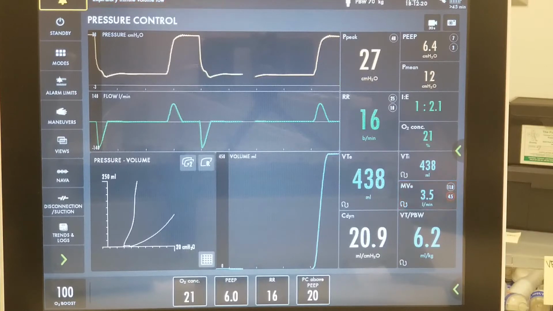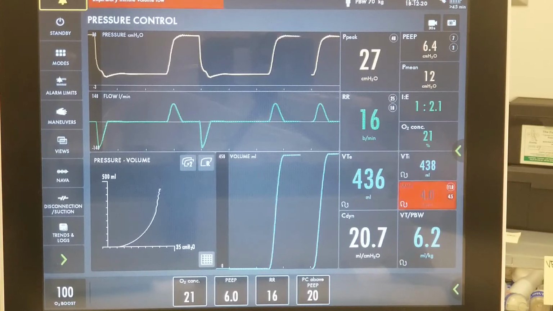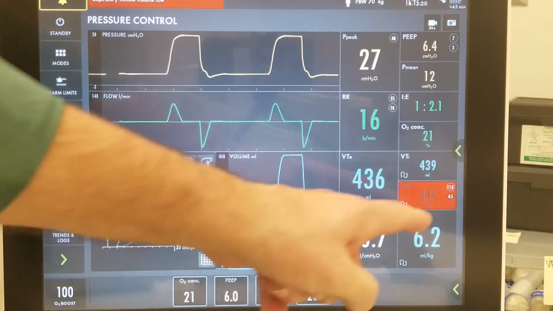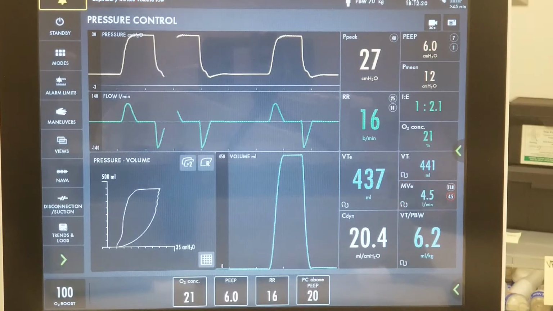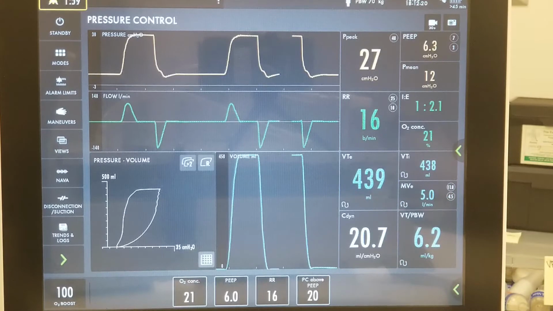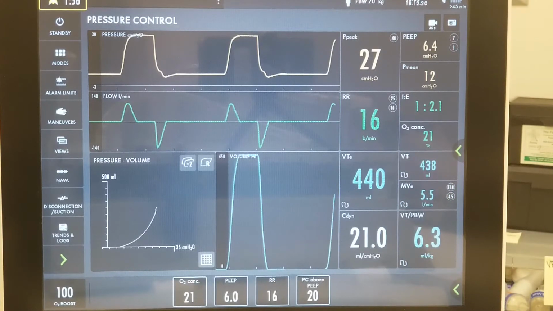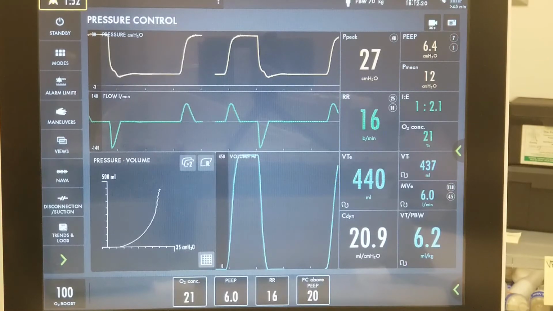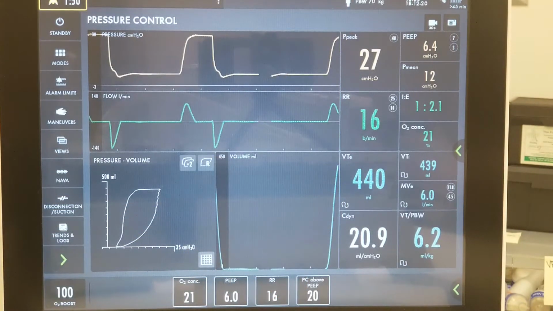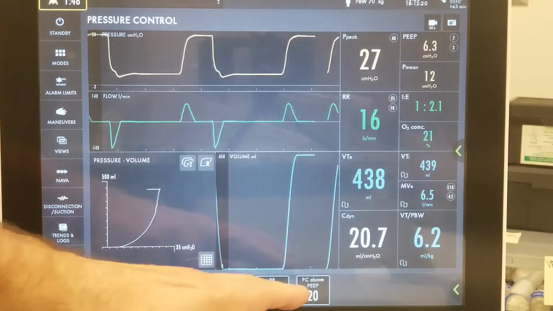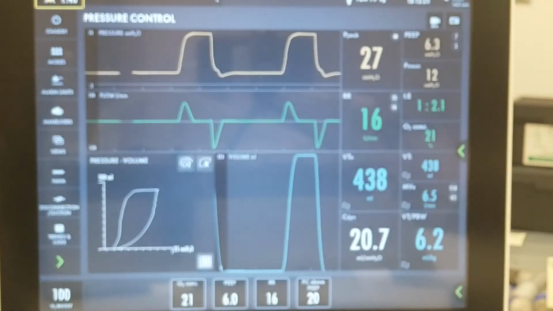See, our tidal volume's now up to 438. Notice our minute volume's coming up. When it's below 200, that is an unacceptably low level. We can't deal with that. Okay? Here, we're now in an acceptable level. Remember, our target was 450. We're 440. That's good. If I go up to 21, it's going to actually surpass it a little bit.